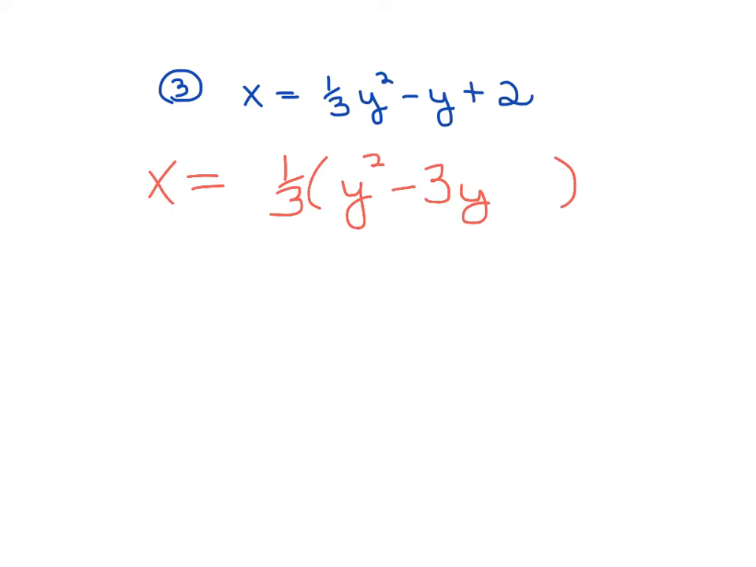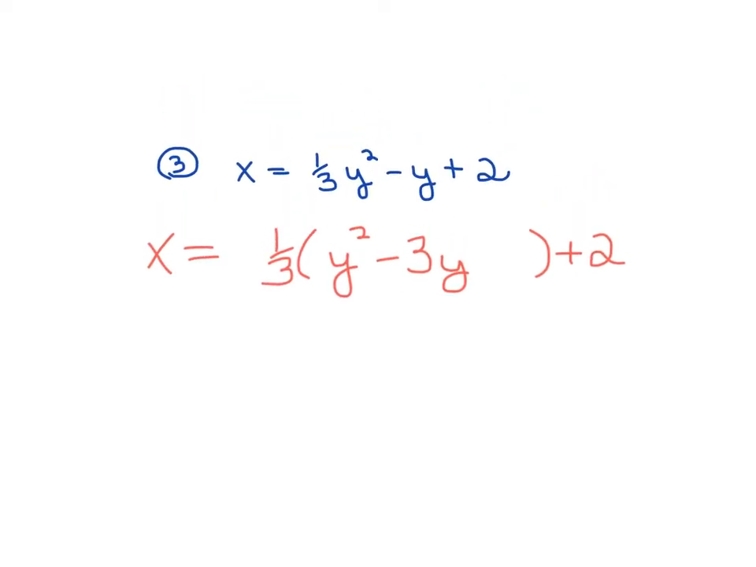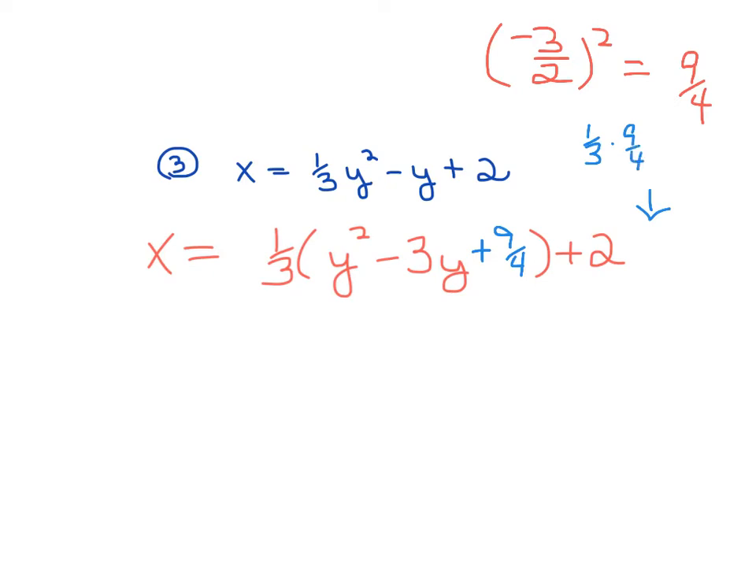Leave a little blank space there. Move the 2 out. I'm now going to take the b term, divide it by 2. So -3 divide by 2, square it, and I get 9/4. So that's what I'm putting here. But again, remember, the number that's going to go here is going to be 1/3 times 9/4.